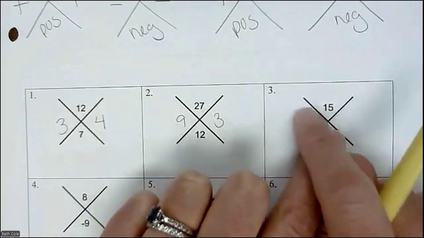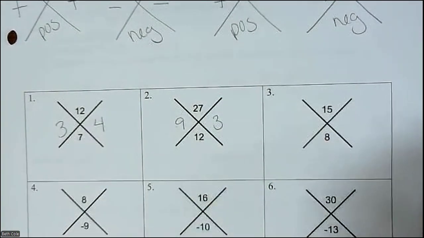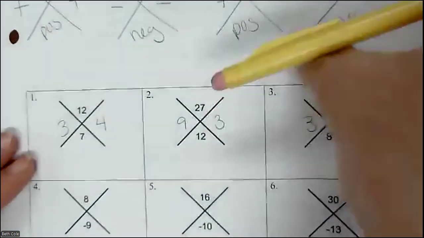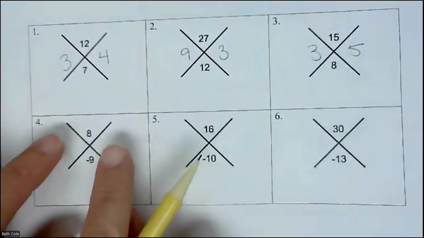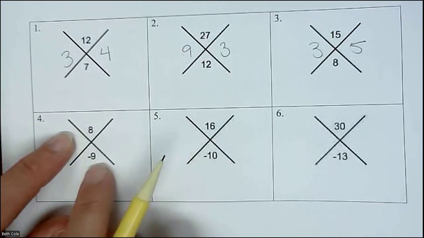All right. You need numbers that multiply to be 15, but add up to be 8. 3 and 5. Good job. Now here we're going to start doing some negatives, so you got to be careful. I need numbers that multiply to be 8, but add up to be -9.